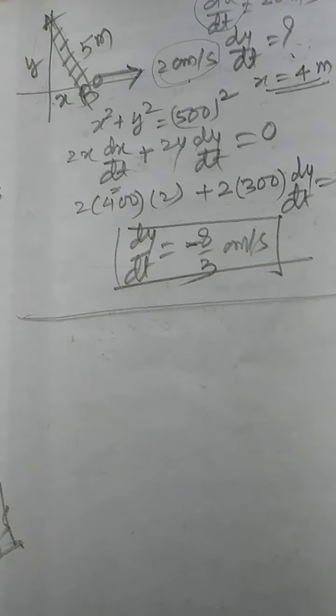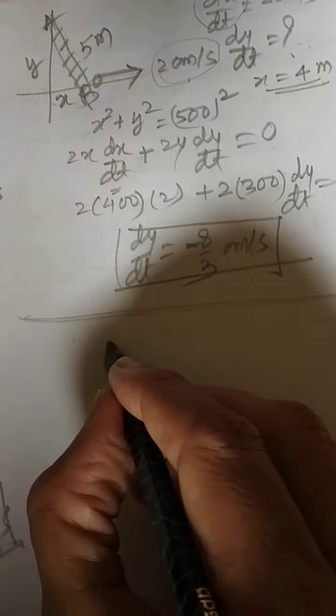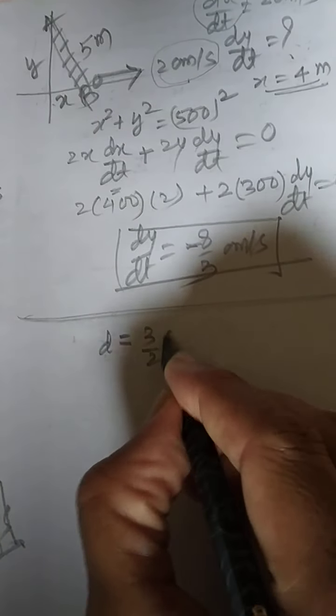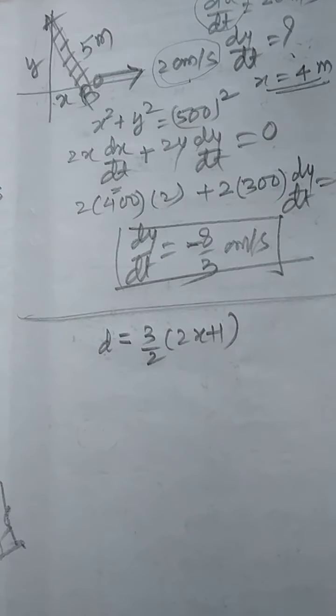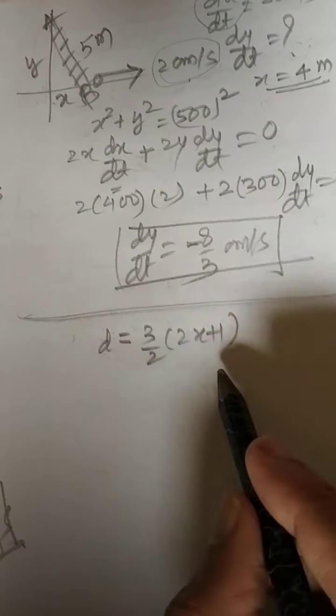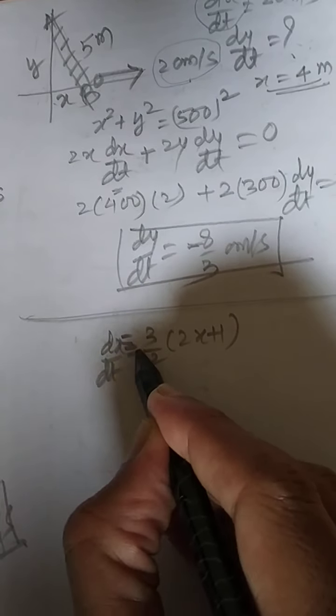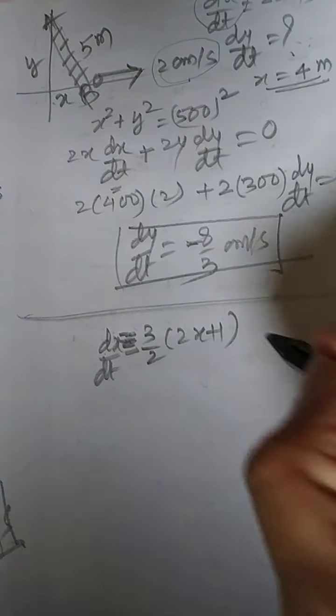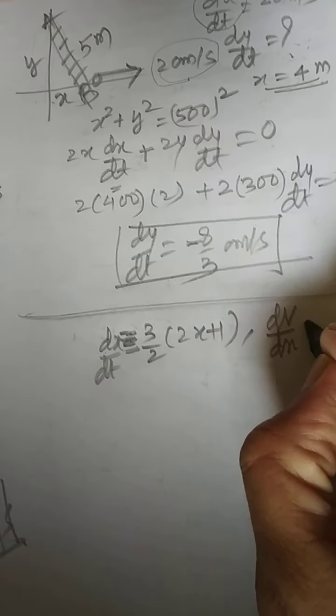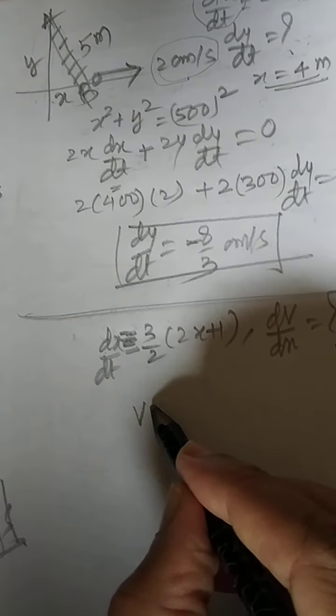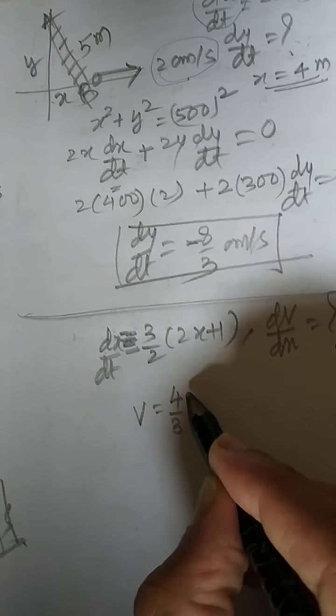A balloon which always remains spherical. It's a question regarding a sphere. It has a variable diameter. The diameter varies as 3 by 2 times 2x plus 1. Find the rate of change of volume with respect to x. Find the rate of change of volume with respect to x. The rate of change of volume, dV by dx, with respect to x is asked. So what is the volume? Volume will be nothing but 4 by 3 pi r cube.